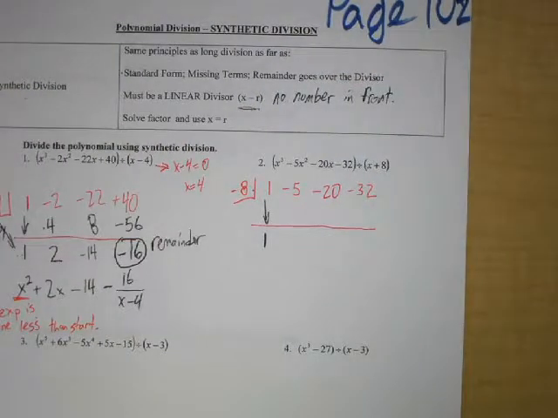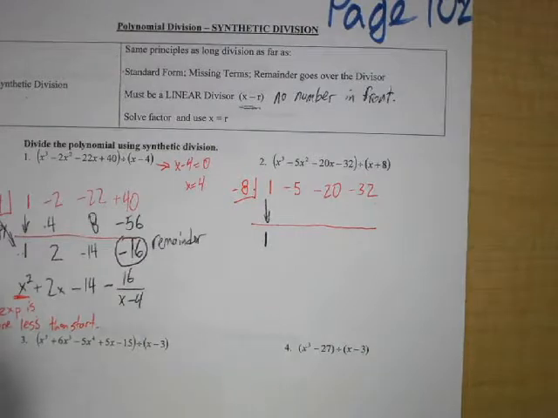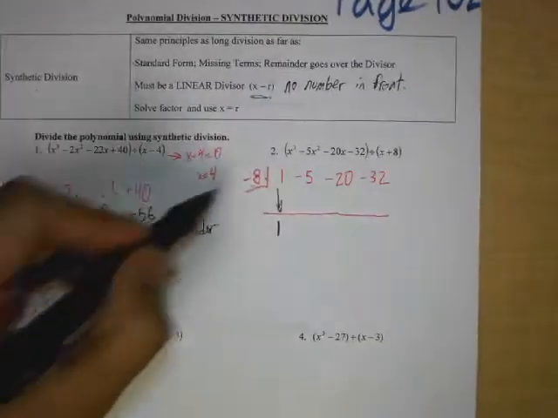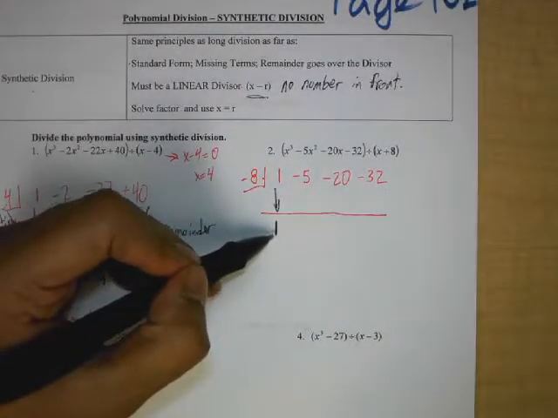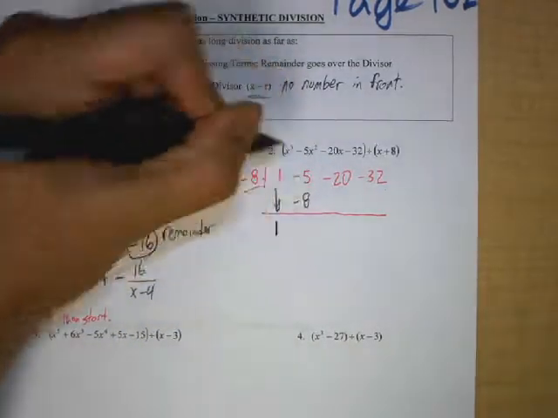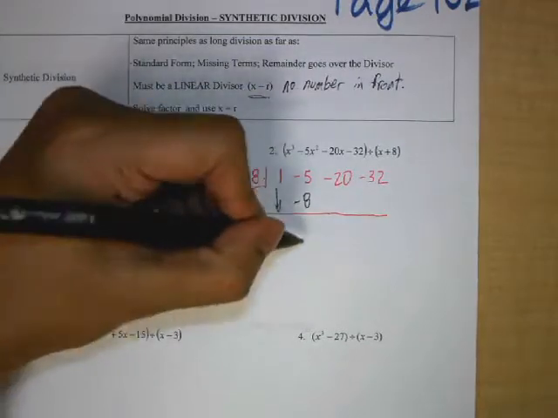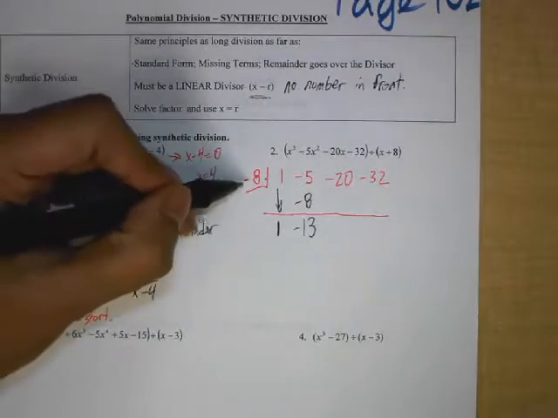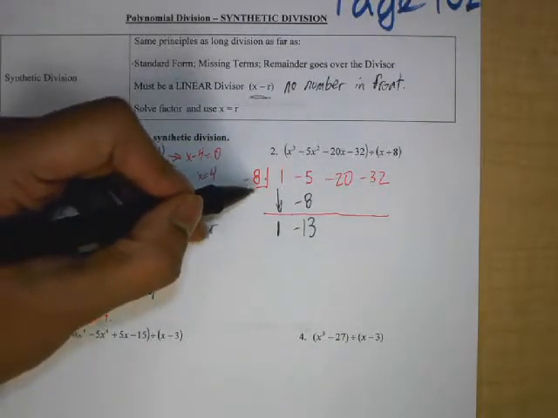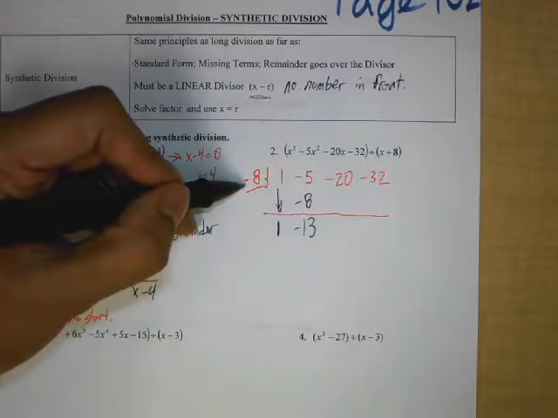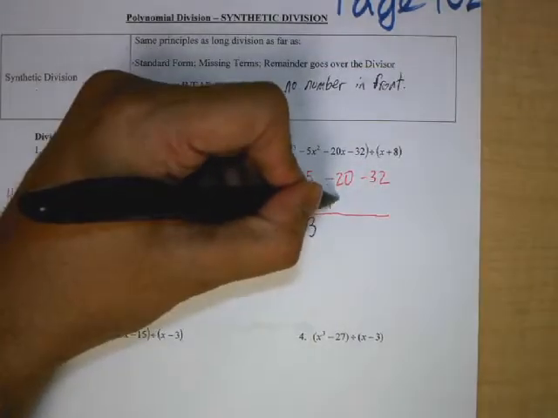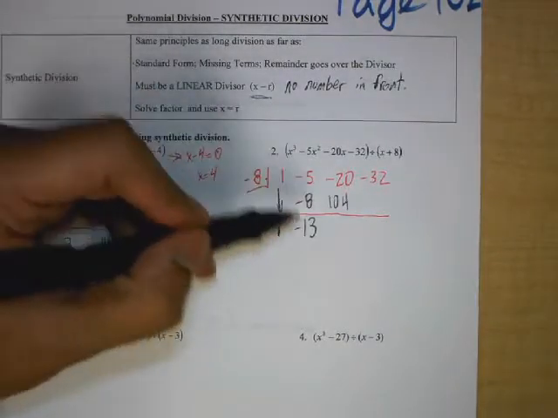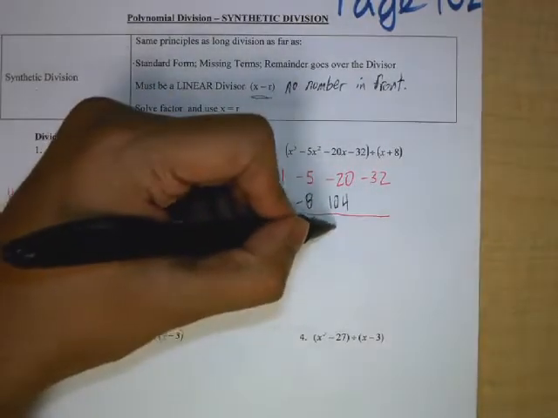So what were my steps again? Remember, we multiply and then we add. Negative 8 times 1 gives me negative 8. And then we can add these two together. This will get negative 13. Negative 13 times negative 8 is going to give me 104. And when I add these two together, I will get 84.